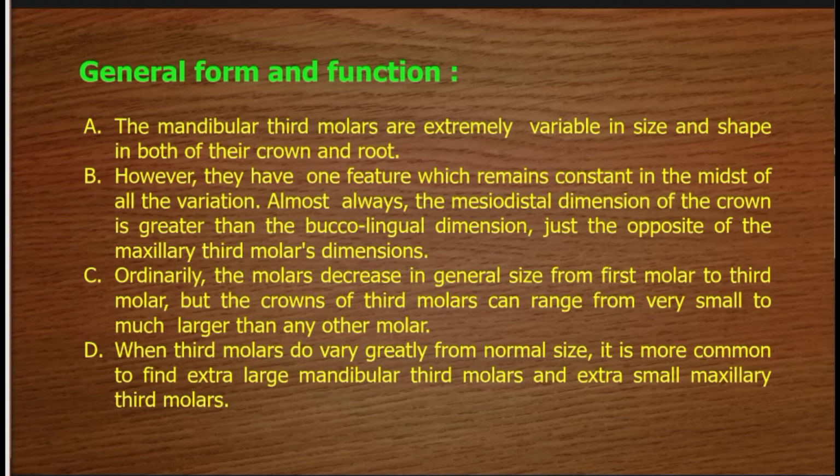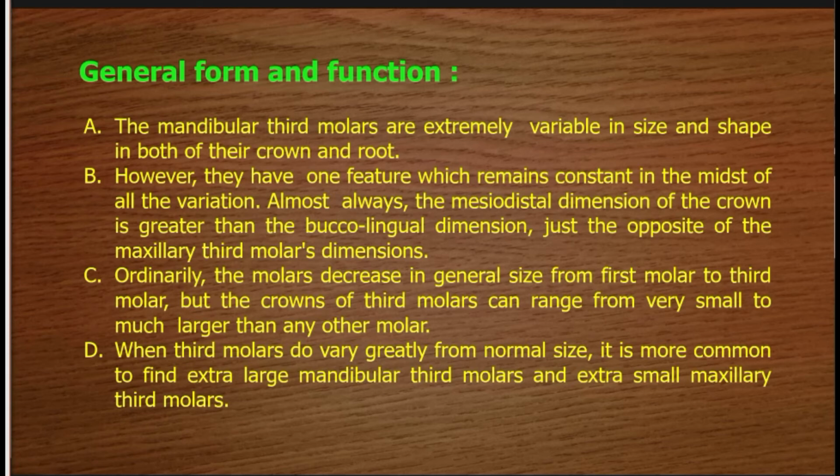However, they have one feature which remains constant in the middle of all the variation. They almost always have the mesiodistal dimension bigger than the buccolingual dimension. This is common for the lower molar, and for the upper molar, we told you that one common feature is that the buccolingual dimension is always bigger than the mesiodistal dimension. So if you want to find the difference between the upper and lower third molar, the upper third molar is buccolingually bigger, and the lower third molar is mesiodistally bigger.